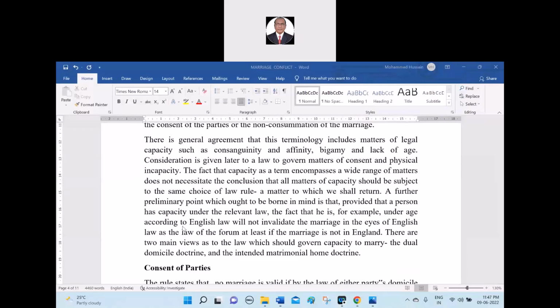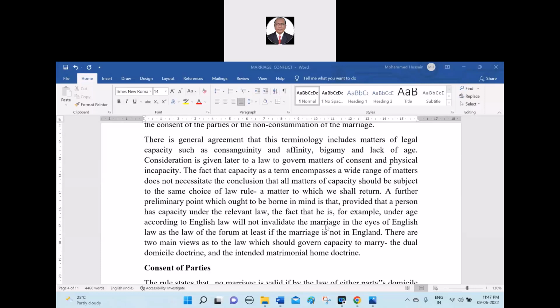Then a further preliminary point which ought to be borne in mind is that provided that a person has capacity under the relevant law, the fact that he is, for example, under age according to English law will not invalidate the marriage in the eye of the English. Underage marriages were not invalid at the time, but now it will not be considered a valid marriage.